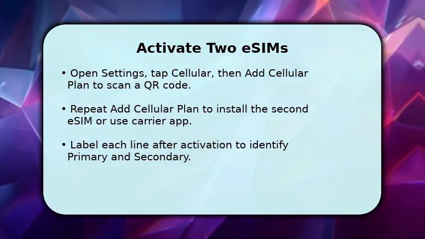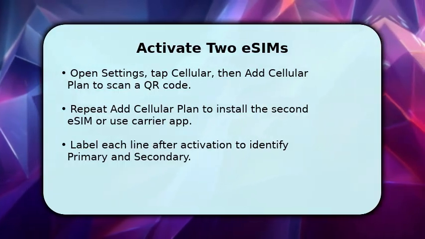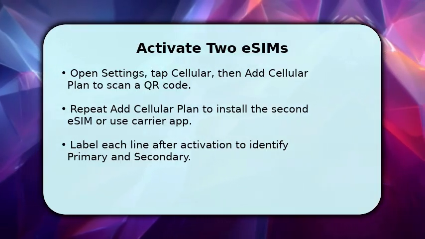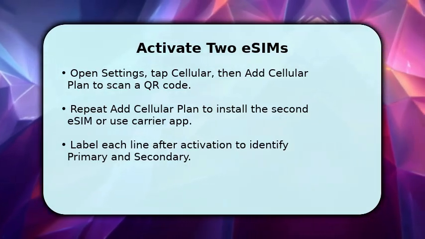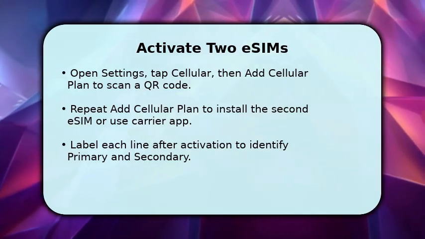Choose Add Cellular Plan and use the camera to scan the carrier QR code or paste the activation code from your carrier. Complete any carrier prompts or install via the carrier app if provided. Repeat Add Cellular Plan to install the second eSIM and follow the same steps for the other carrier.